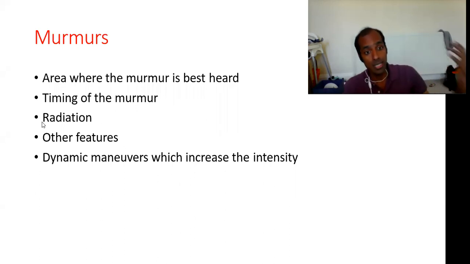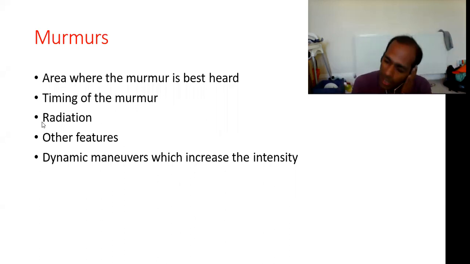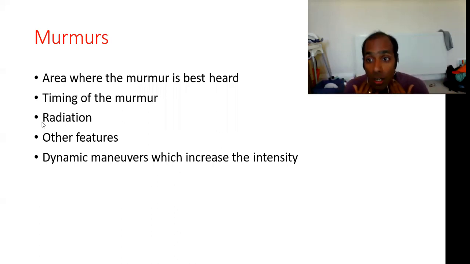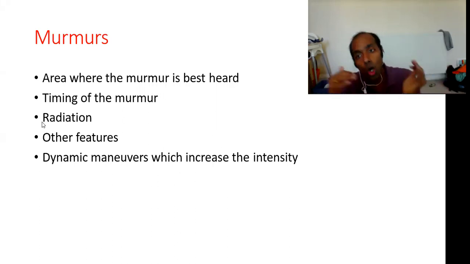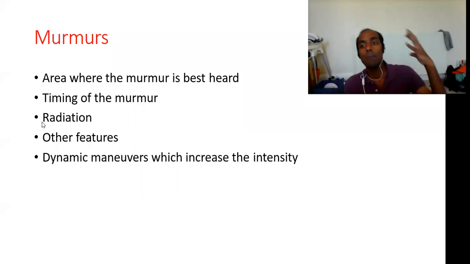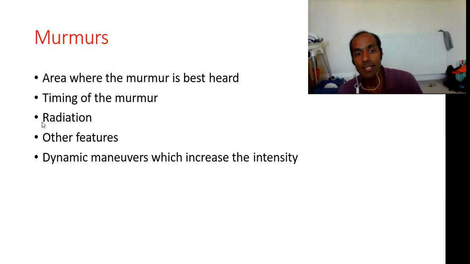Time the murmur: systole or diastole. I think I might have told this to you, but again for revision, you time it always with the carotid pulse. If a murmur corresponds with the carotid pulse, that is a systolic murmur. If the murmur and the pulse come separately, that is a diastolic murmur. So the easy way to do it: systolic, pulse and murmur come together at the same time. Diastolic murmur, pulse and murmur come separately. So that is the timing of the murmur.